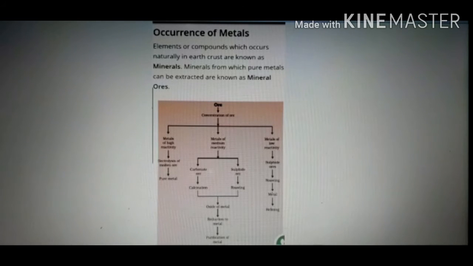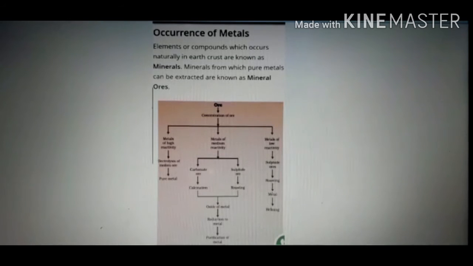Good afternoon, students. Today we are going to discuss the occurrence of metals. Elements or compounds which occur naturally in the earth's crust are known as minerals. You know that minerals from which pure metals can be extracted are known as mineral ores.